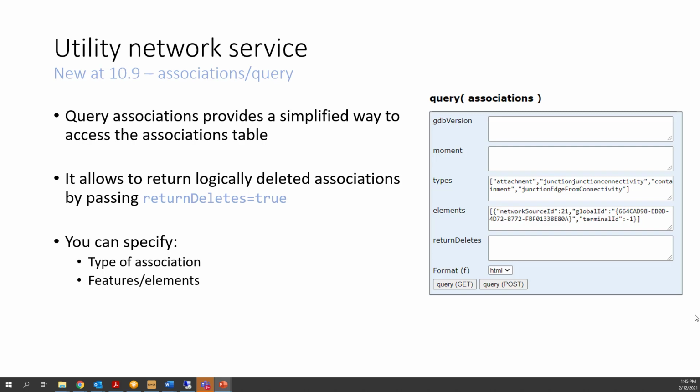Okay, and you can also return logically deleted associations. Remember, with the revised association model, if you delete a feature that has an association or you delete the association itself, it is logically deleted until a subsequent validate network topology is able to remove it from the network topology. That's why we have the logical deletion model. And here you can ask the system to return things that are logically deleted.